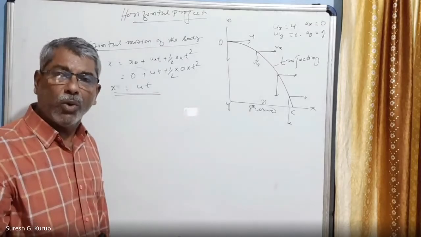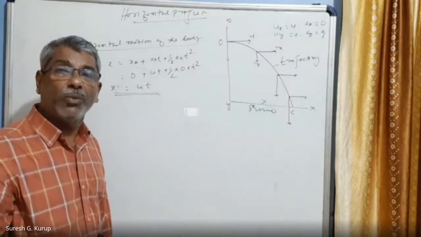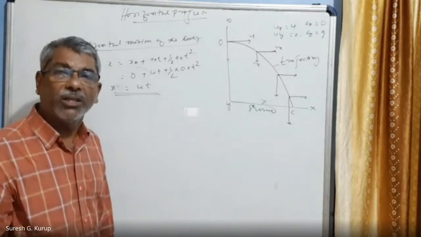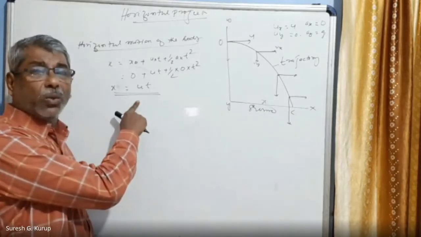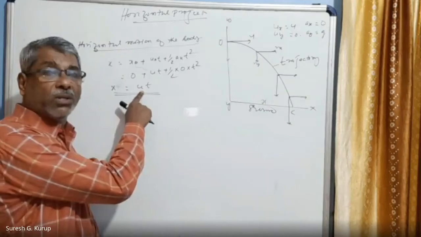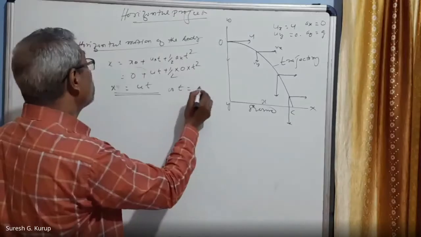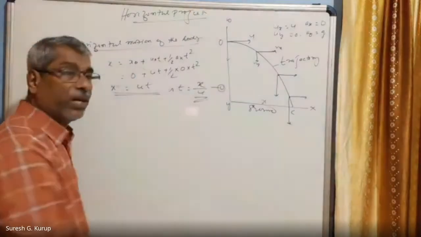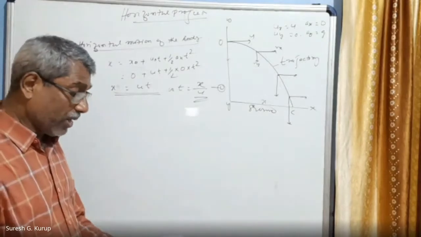Uniform motion means a body is moving with constant velocity. Uniformly accelerated motion means a body is moving with constant acceleration. So the first one, horizontal motion, was a uniform motion. That is why in uniform motion, displacement is equal to the constant uniform velocity into time, or time t is equal to x by u. We can take this as equation number 1. Am I correct? t is equal to x by u.